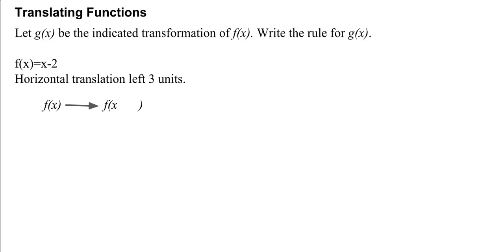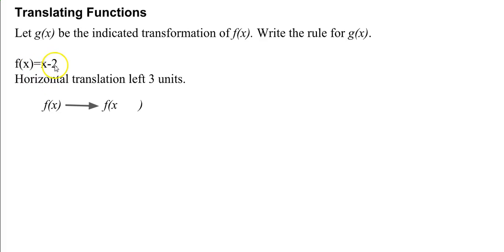In this video, I'm going to work through a couple examples of translating linear functions. So here are the directions. Let g of x be the indicated transformation of f of x. Write the rule for g of x. Where it says write the rule, we're going to write the equation, the function of g of x. And where it says let g of x be the indicated transformation of f of x, we're going to take f of x and transform it, and then we'll end up with g of x. We're looking for g of x.